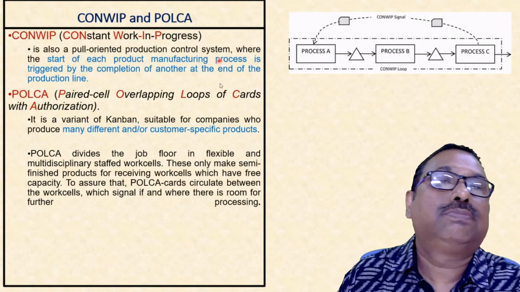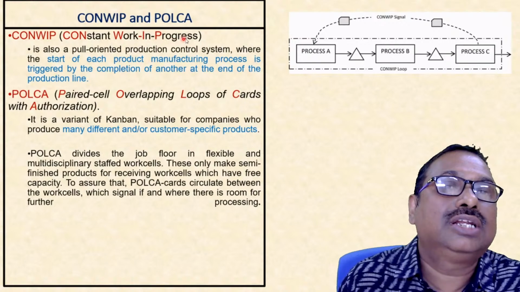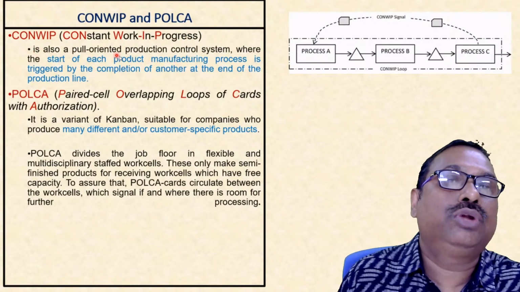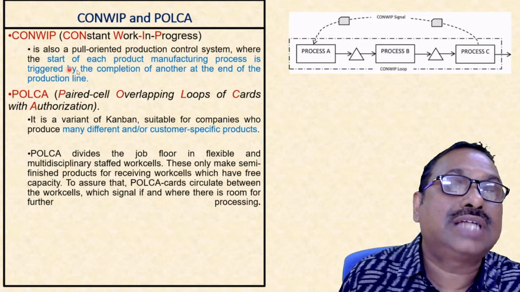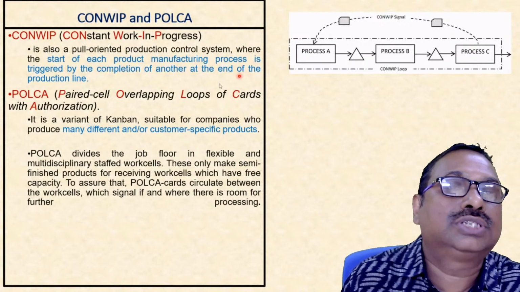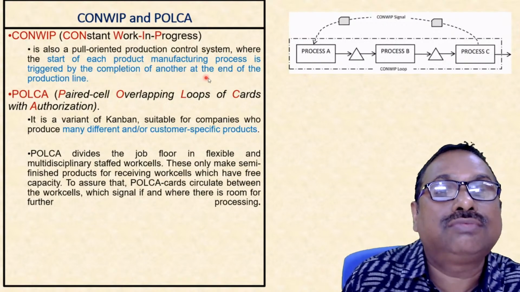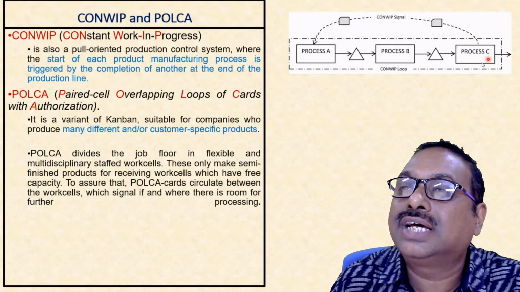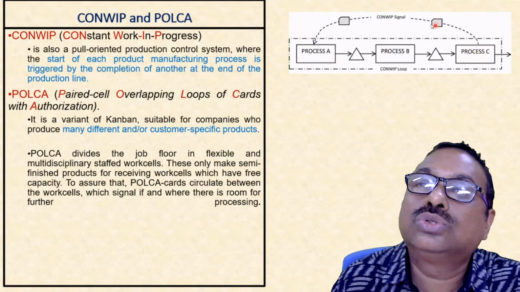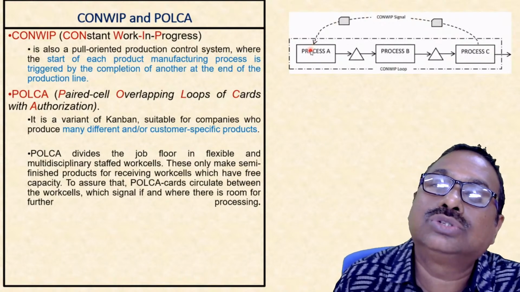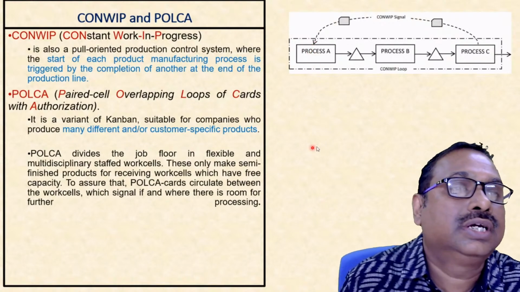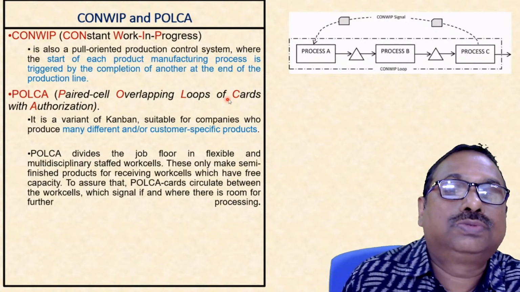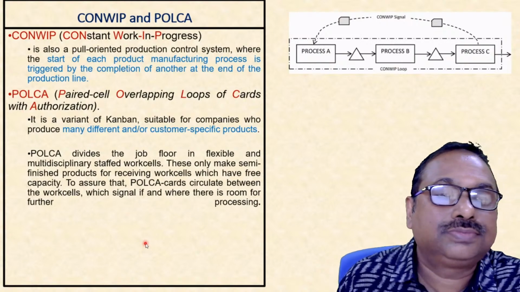Now, CONWIP and POLCA. CONWIP stands for constant work in progress. It is also a pull-oriented production control system where the start of each product manufacturing process is triggered by the completion of another at the end of the production. Suppose it ends here, then it goes as a CONWIP signal. It goes here, and they will produce. Then POLCA is a paired-cell overlapping loops of cards with authorization.